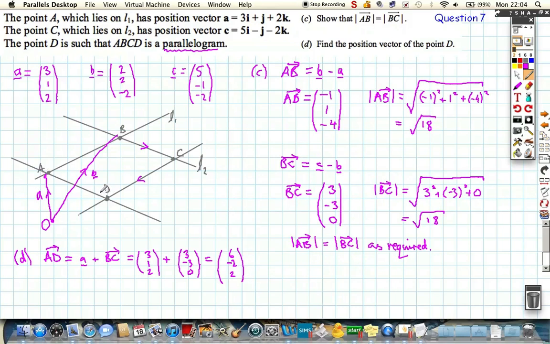Now that tells us how to get from A to D, but I want to find the position vector of the point D. So the position vector is actually from the origin O. This is not A to D. This is O to D. O to D starts at O, goes up the vector A, and then it goes parallel to BC. So it's just going this vector along here, BC. Okay, so we are finished. So if we wanted to write this in i, j, k format, D has got coordinates 6, minus 2, 2, or D is given by 6i minus 2j plus 2k, and then we're finished.